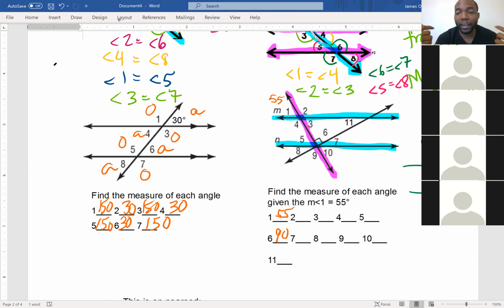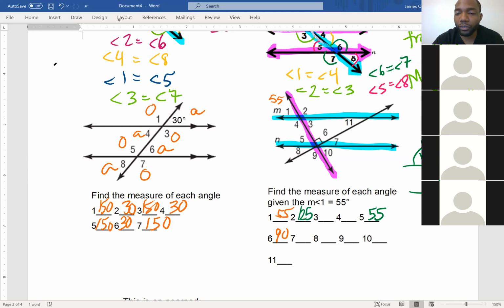So understanding that angle 1 and angle 5, if this is now angle 1 and this is angle 5, what kind of relationship do they have? Corresponding. So angle 5 is how many degrees? 55. Okay. Angle 1 and angle 2 do this. So they have to be supplementary, which means if angle 1 is 55, then angle 2 has to be what? 125.